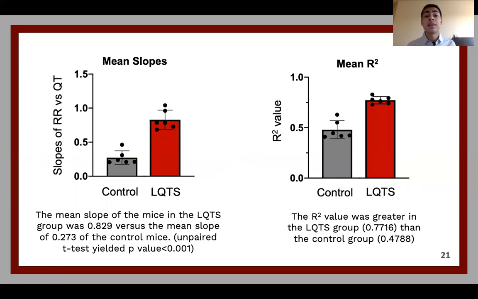I did also conduct an unpaired t-test of the difference of means, and that yielded a p-value less than 0.001, which means the data was extremely statistically significant. And then this graph on the right, I also did want to look at the R-squared values to see the strength of the data. And so the long QT syndrome group had a little bit stronger data than the control group, with an R-squared value of 0.7716 versus the control group being 0.4788.